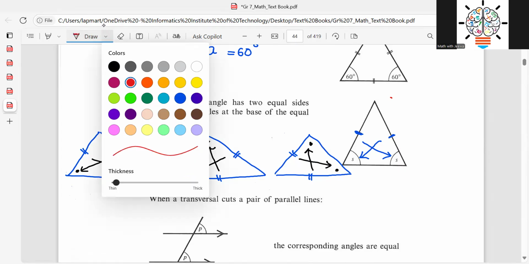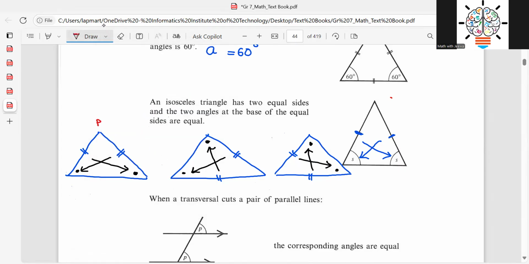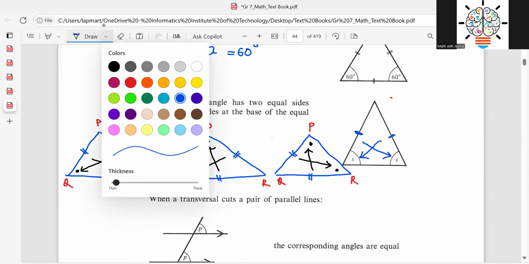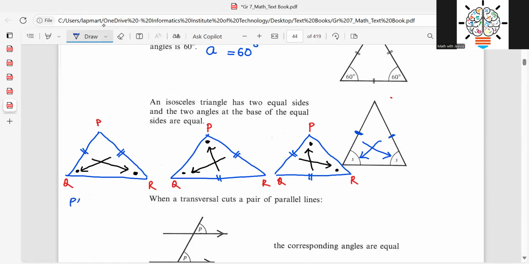If I mark them in the same way, children, P, Q, R, right? And here also P, Q, R, and this one is P, Q, R, like this. Now you can see what the two equal sides are here. PQ is equal to PR. Now I'm going to show you something, right? And what are the equal angles? Q angle is equal to R angle.